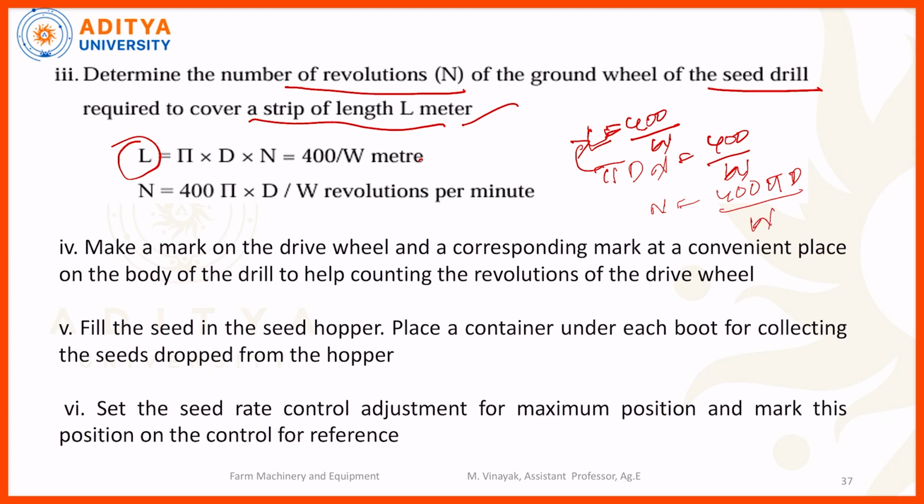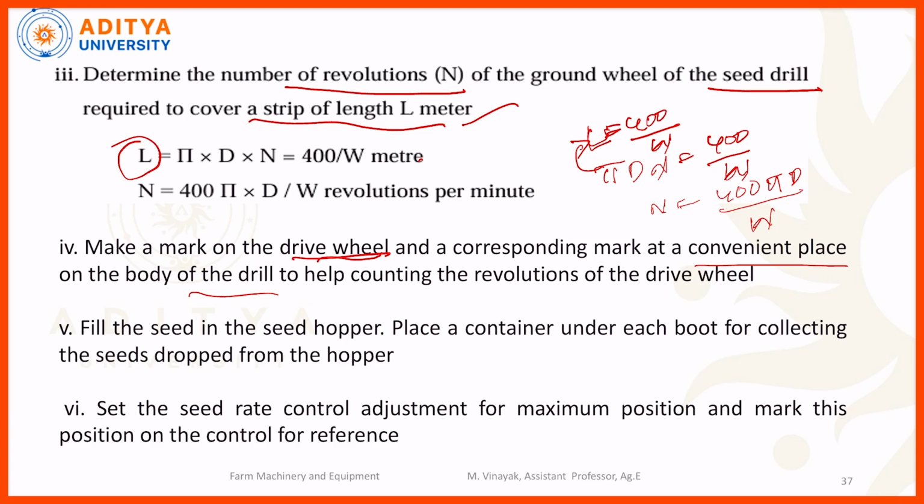Okay, so this one is a formula regarding number of revolutions. Next, before going to the filling of seed into the seed drill, we need to mark the ground wheel, make a mark on the ground wheel corresponding to a convenient place on the body of the seed drill. It will help in counting the number of revolutions of the ground wheel.